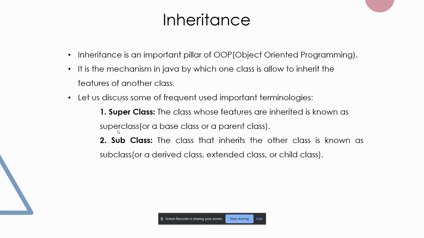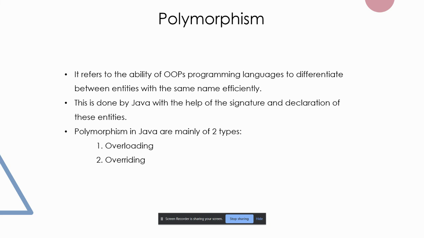The subclass can also add its own fields and methods in addition to the superclass fields and methods. Polymorphism, fourth pillar. It refers to the ability of OOPS programming language to differentiate between entities with the same name efficiently. This is done by Java with the help of signature and declaration of these entities. Polymorphism in Java are mainly of two types, overloading and overriding.